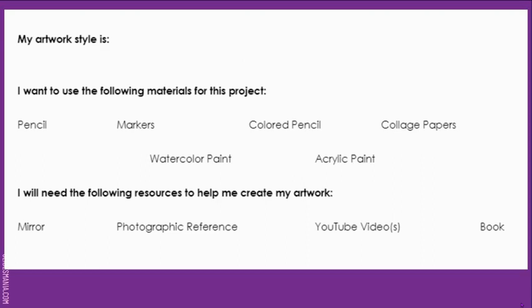Circle the materials you want to use for this project. Your options are pencil, markers, colored pencil, collage papers, watercolor paint, or acrylic paint. Anything else would be by request and special permission only. Check with me if I have it or if you're going to provide it, if it's allowed to be used in our room.